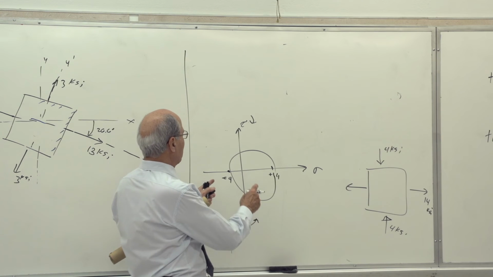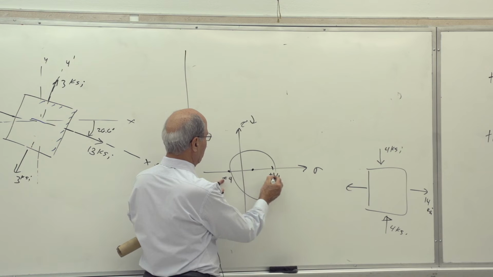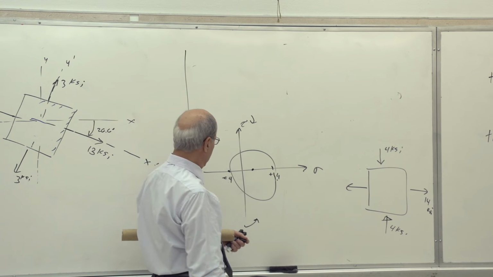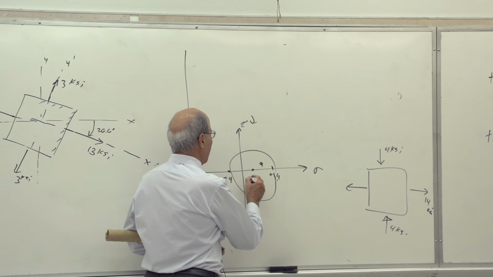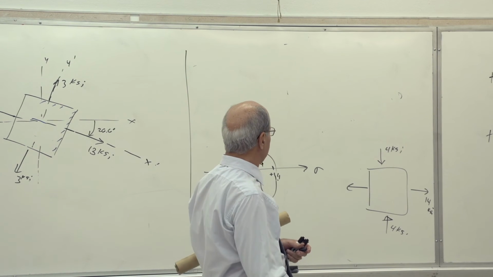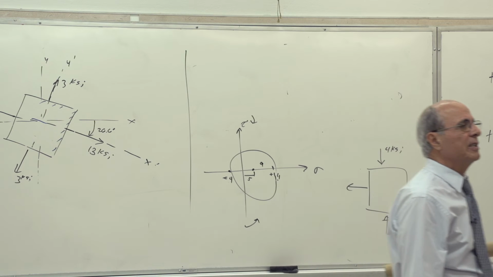So what's the diameter of the circle? That's 14 and 4, so the diameter is 18. So the radius is 9. Everybody see what I'm talking about? And therefore, from here, the average is at 5. 14 minus 4, that's 10, divided by 2, 5.